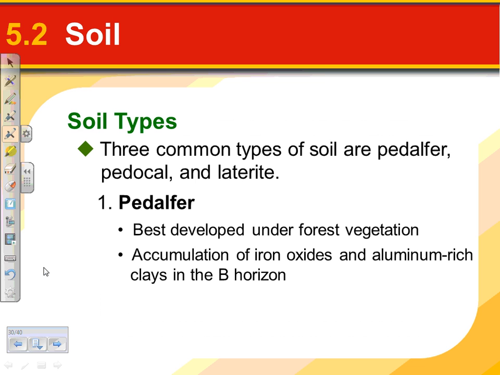Soil types. There are three common types of soil: pedalfer, pedocal, and laterite. Pedalfer soil develops under forest vegetation, like we have here in northern Wisconsin. This soil is characterized by the accumulation of iron oxides and aluminum-rich clays in the B horizon, or the middle horizon.